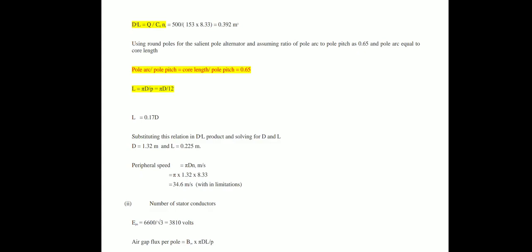Now peripheral speed, which is given by pi into D into ns meter per second. Put all the values, you will get 34.6 meter per second, which is within the limitation as given.